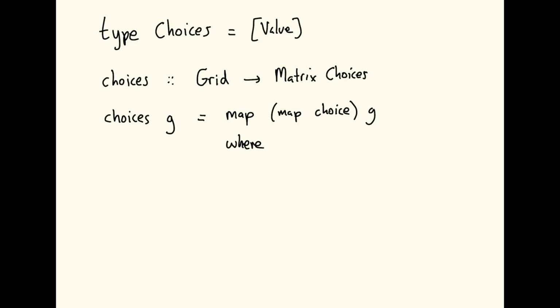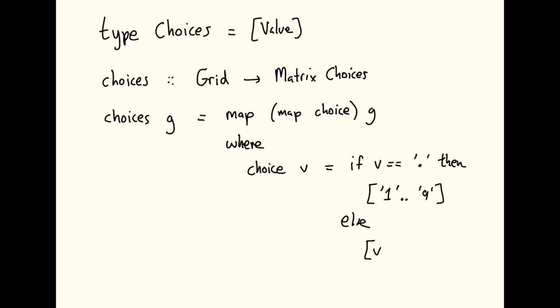It's going to be a small local function which simply replaces each blank cell in a Sudoku grid by all the numbers 1 to 9. So this is a very easy function to define. If you give me a value, v, which is a character, I test: is the value a blank, which is a dot? If it is, I'm going to return the list 1 up to 9. Otherwise, I'm going to just put the value in a list. And I have to do this because I'm returning a matrix of choices.